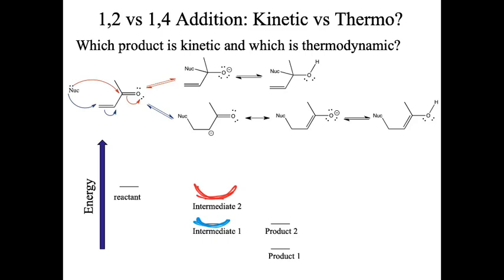Which one's the blue one? The blue one is our blue path. So this would be intermediate 1. This is intermediate 2. We look at our final answers. We have 2 alkenes, right? Which alkene is more stable than the other? Red or blue? The blue one, because it's more substituted.